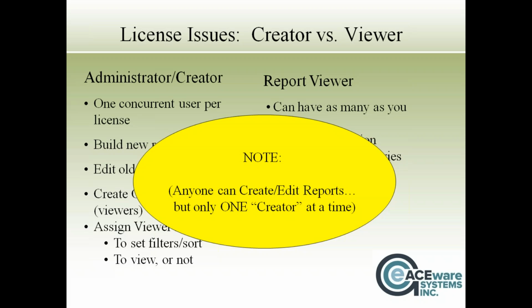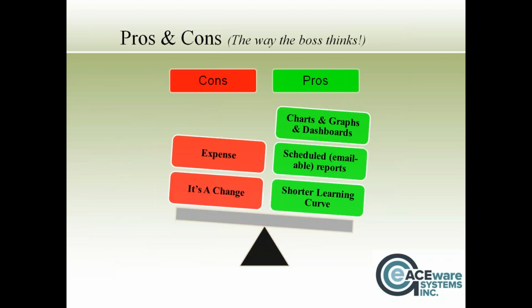We do have a few schools that have bought extra licenses so that they can have two, three, four people at one time going in and creating reports all at the same time. We do have the option for that, but again, that's a little bit of extra money. Pros and cons. It's an expense, so you've got to budget for that. Realize your support agreement is going to go up a little bit.